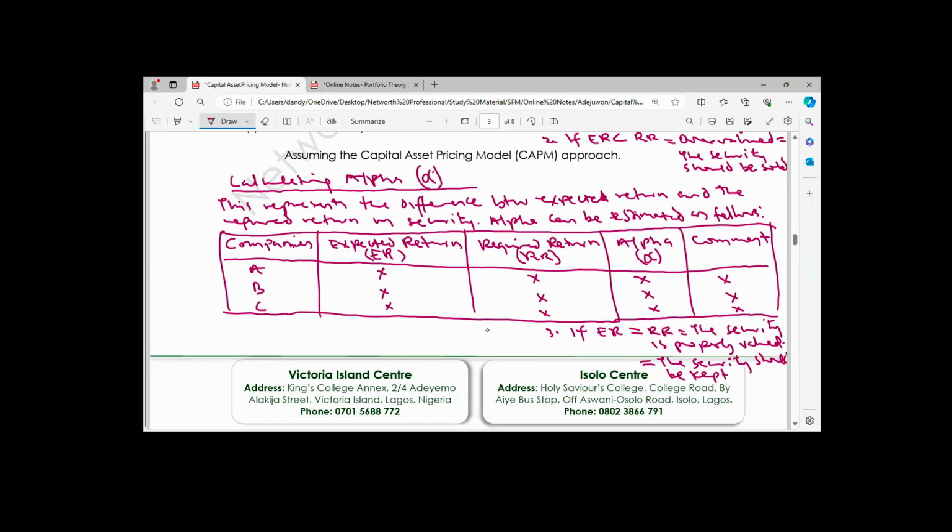So these are the things you need to do in calculating your alpha. It is not sufficient for you to just calculate alpha without interpreting. Whether the examiner asks you or not, you need to interpret your results. We are done with all the explanations as far as the capital asset pricing model is concerned. The next thing we need to do now is to have an illustration. Please let me know if you have any question for me before I switch to the working notes.